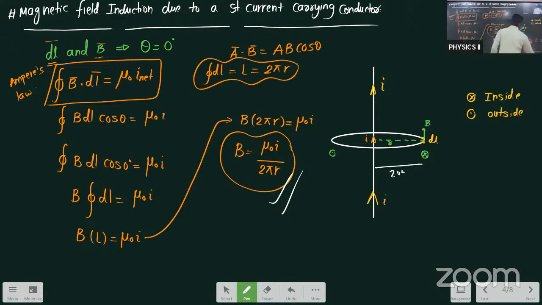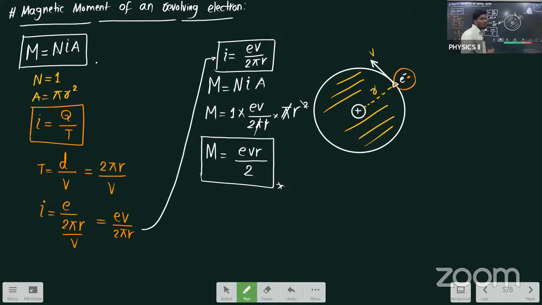Next, we discussed the magnetic moment of a revolving electron. As the electron revolves around the nucleus, it constitutes some current. Due to that current, a magnetic field will be created and it will have some magnetic dipole moment. We determined the magnetic dipole moment of that revolving electron. The formula is M equals NIA, where N represents the number of turns, I the current, and A the area. We determined the value of I, and knowing that the area of a circular loop is pi r square, we substituted these values. Finally, we get M equals EVR divided by 2.